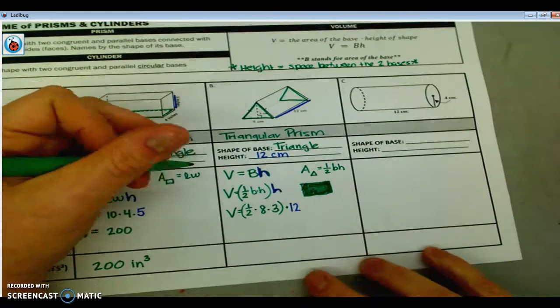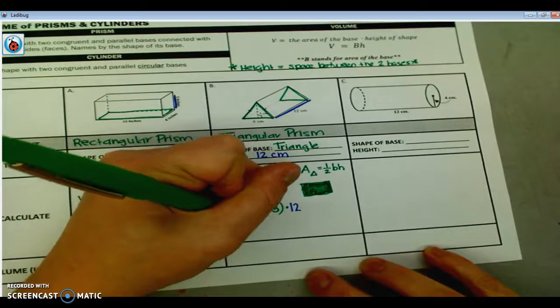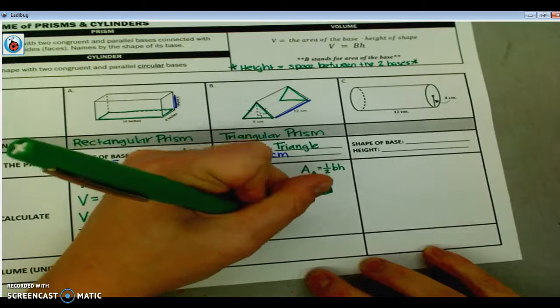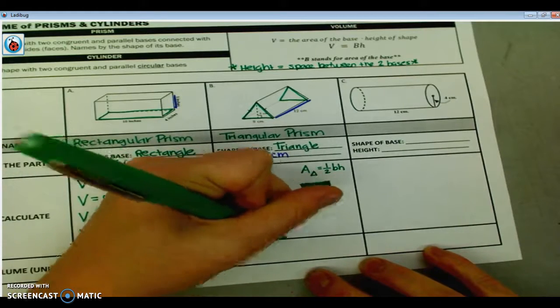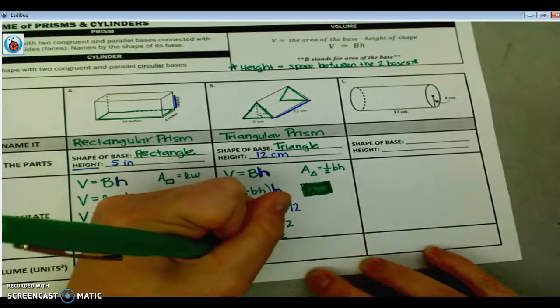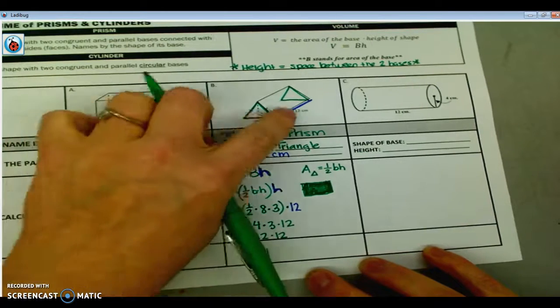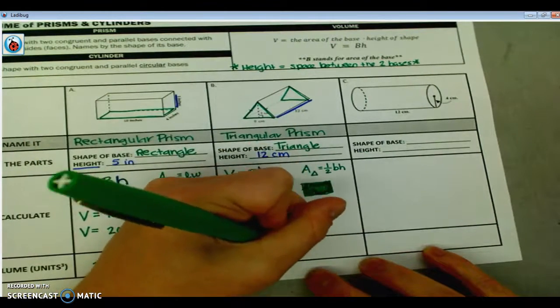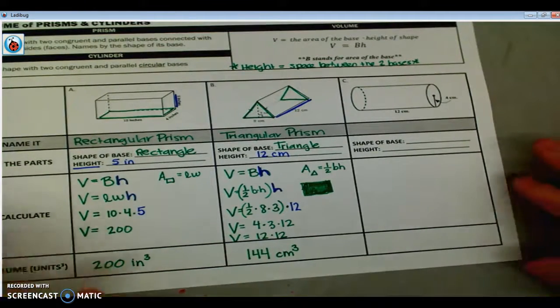So now I can just go ahead and finish doing my math. 1/2 of 8 is 4, times 3, times 12. So then we get 12 times 12, and 12 times 12 is 144. Don't forget your units. They were centimeters, so it has to be centimeters cubed.